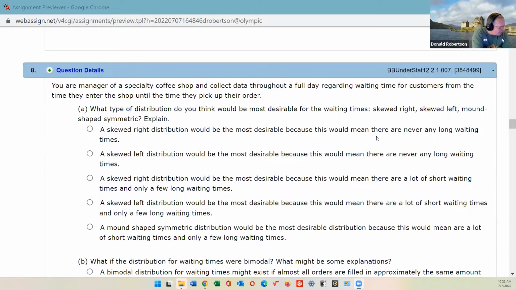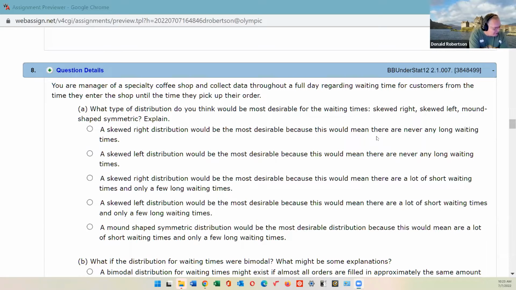You're a manager of a specialty coffee shop. Do you pronounce it specialty? Specialty. Yeah, Americans don't talk right. Okay, it's a specialty. My wife says I pronounce all the syllables, which I probably do, but we would call it a specialty. So there's a special coffee shop, how about that?